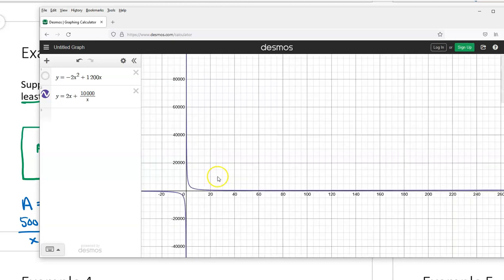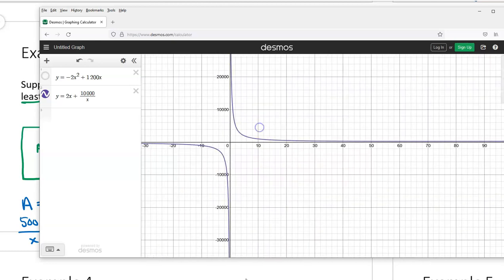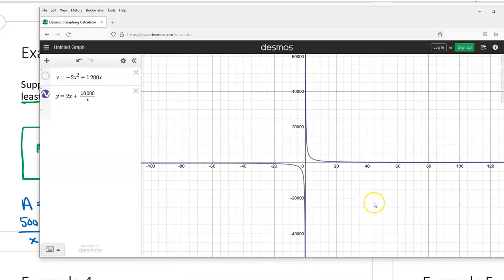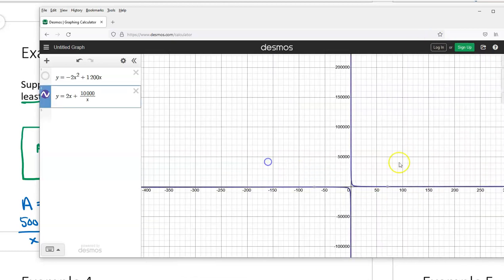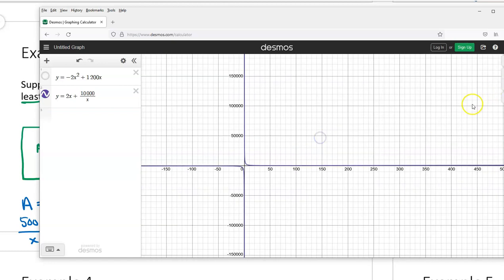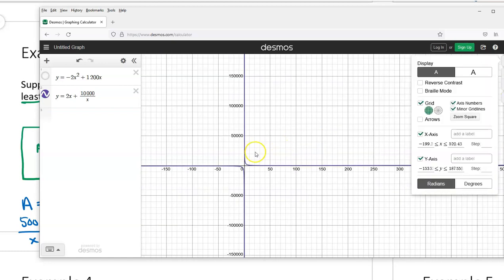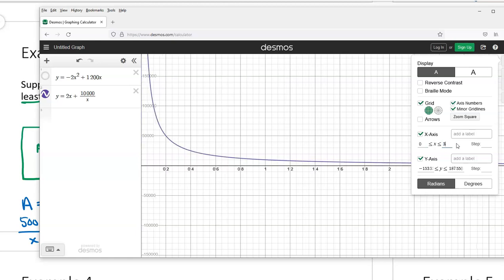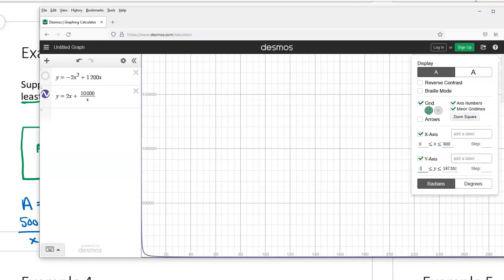And we end up with a graph that doesn't show us much. So in this case, it could be that we have a lousy window. If I'm looking for a minimum, I'm hoping that this graph goes up again somewhere. So if I come out a little bit, nope, doesn't seem to be going back up again. So let's zoom in on a portion in the middle here. So maybe let's go with the x's from 0 to 300. And the y's, let's go from 0 to 2,000.